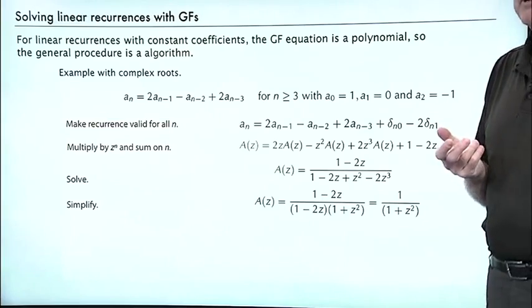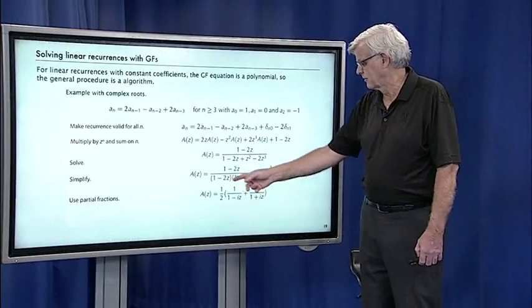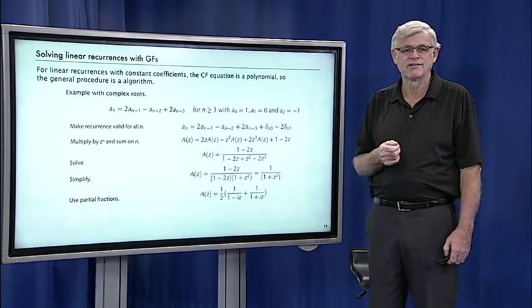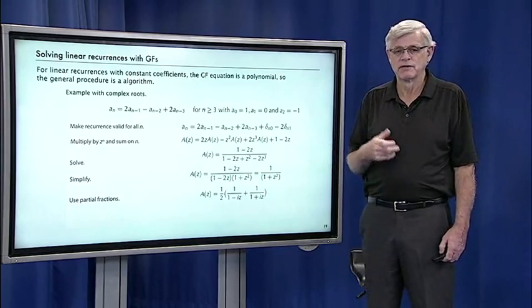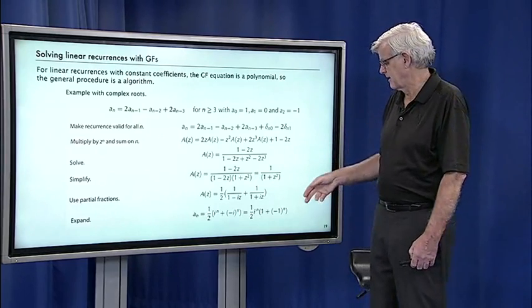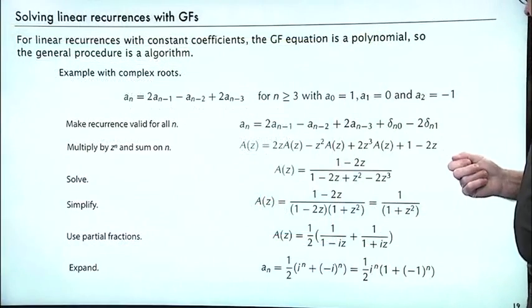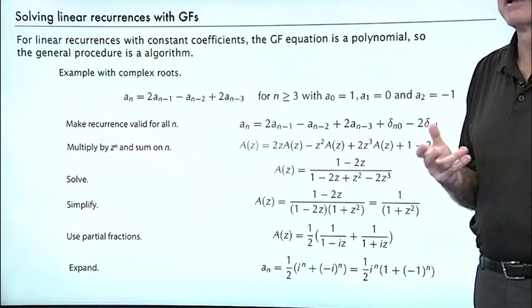So what do we do with 1 plus z squared? Well, we can factor it with complex numbers and find out that a(z) is a half times 1 over (1 minus iz) plus 1 over (1 plus iz), and we can go ahead and expand that and get this representation. It's i to the n plus (minus i) to the n, or you can factor out an i to the n.